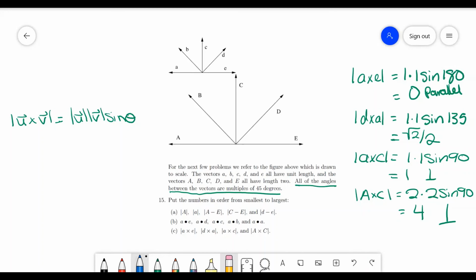Again, the two important formulas for working with the dot product and the cross product were that the length of U cross V is equal to the norm of U times norm of V times sine of theta. And then a similar one for the dot product, except instead of sine, we get cosine. And that's pretty much all there is to this.